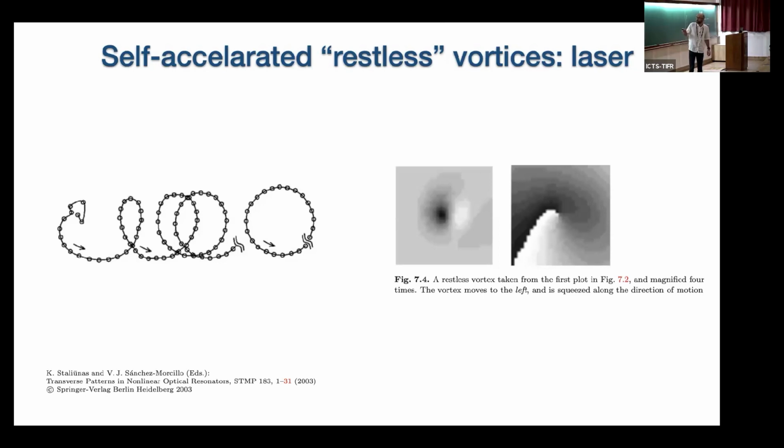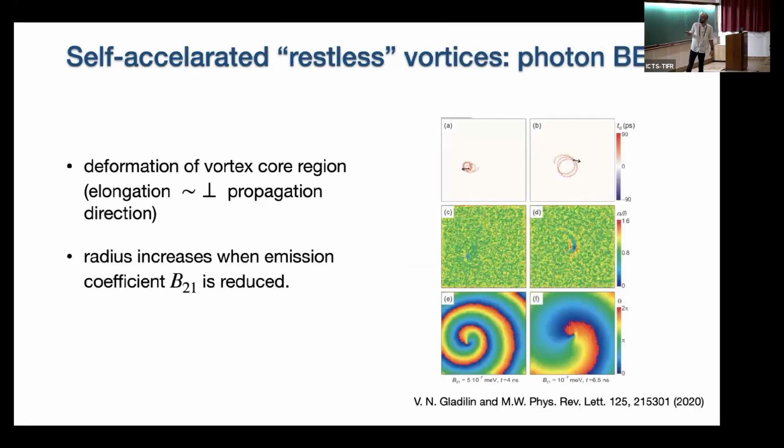This one was taken from some simulations for lasers, so complex Ginzburg-Landau. But when we do it for the photon condensates, which are in a quite different regime, we actually obtain very similar phenomenology. You see that your vortex starts to move on this circular trajectory, or sometimes more a circle but with some drift motion, so it's moving in a certain direction. And then what you see is that there is a core deformation, so it's elongated in the direction perpendicular to the motion of this vortex.